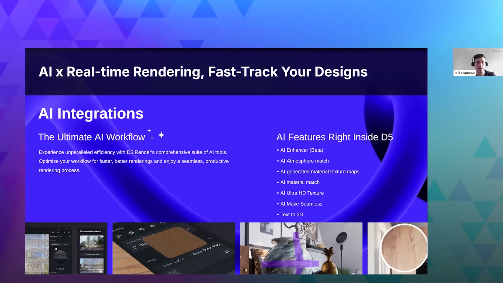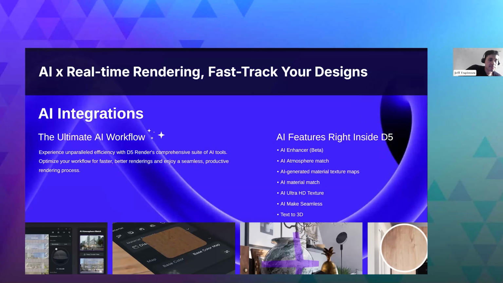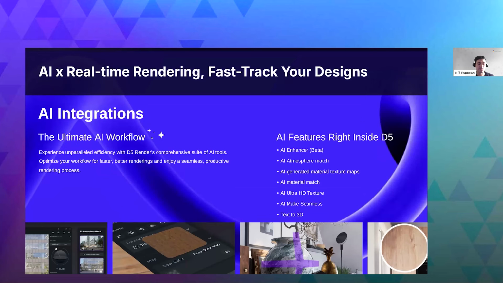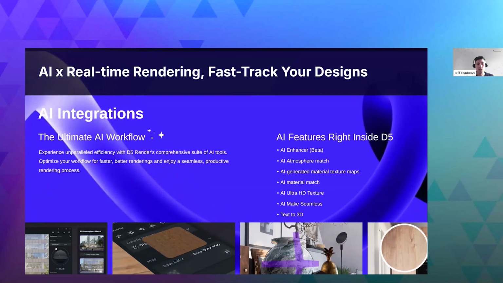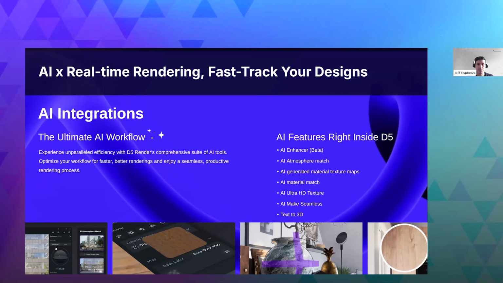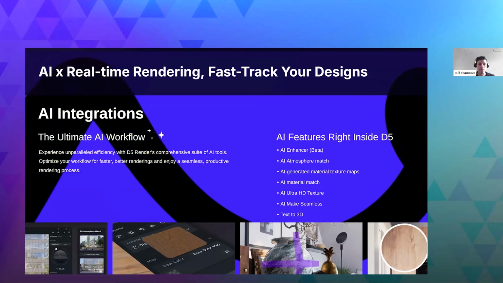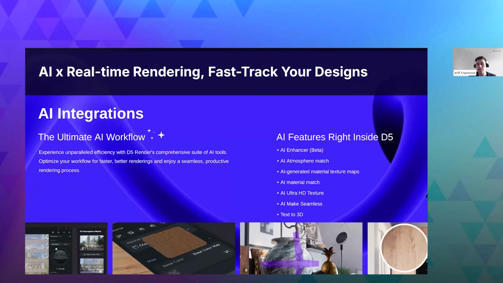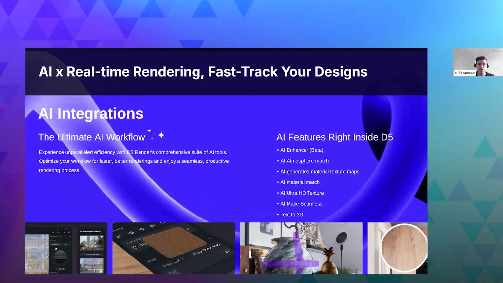As I've been mentioning throughout this whole presentation, we do have a bunch of different AI features. Again, these AI features aren't meant to take away any agency from the designers themselves. These are really meant to speed up their workflow. These are really more workflow solutions. Some of these AI features are our AI enhancer, our AI atmosphere match, our AI generated texture maps. Once we get into the demo portion of this webinar, we'll take a more in-depth look at what each feature provides.